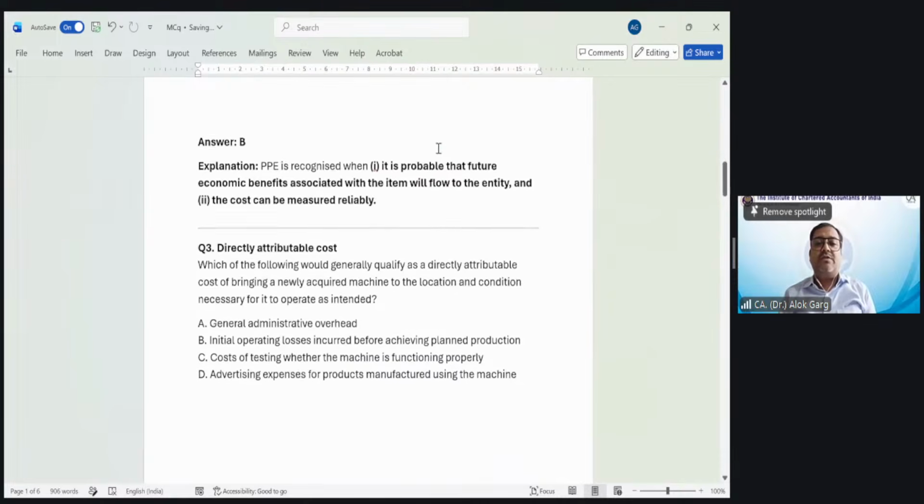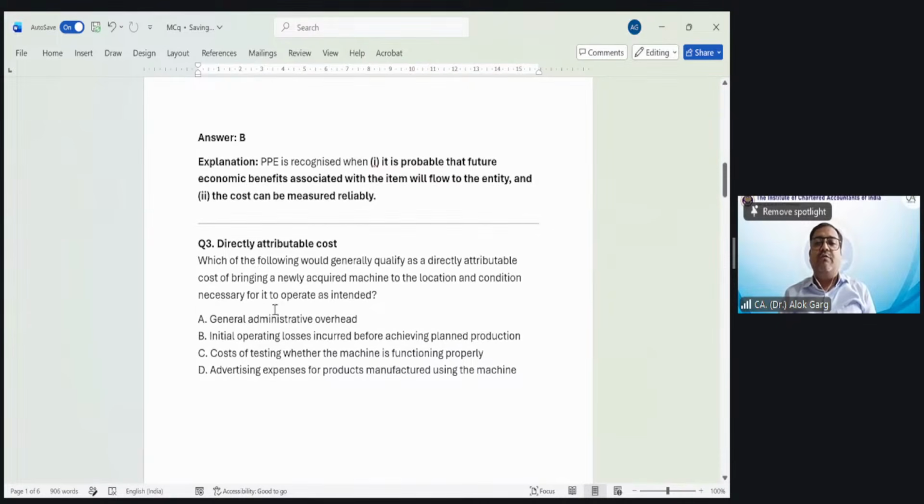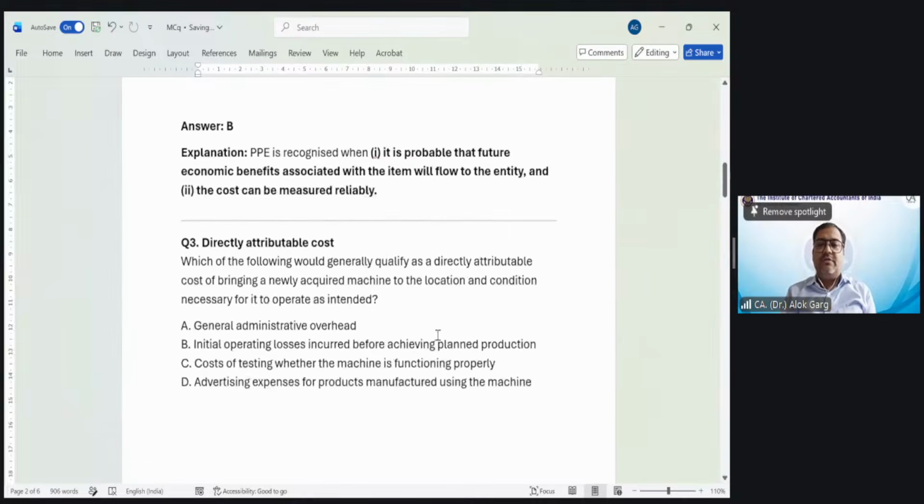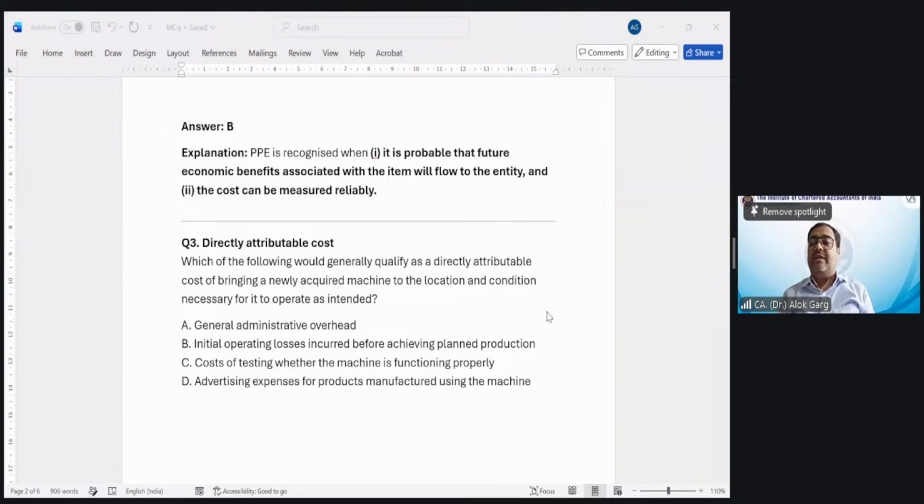Directly attributable cost. Which of the following would generally qualify as a directly attributable cost of bringing a newly acquired machine to the location and condition necessary for it to operate as intended? General administration overhead, initial operating losses, cost of testing, advertisement expenses. Tell me, which will be classified as a directly attributable cost?